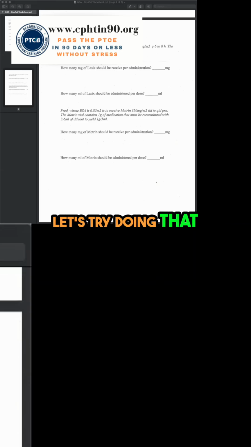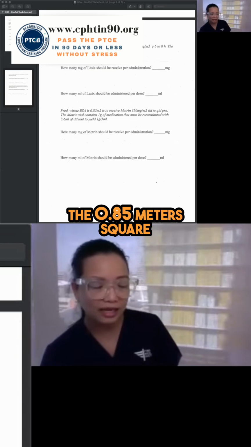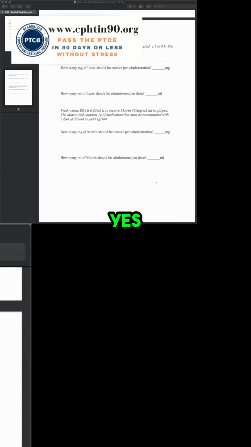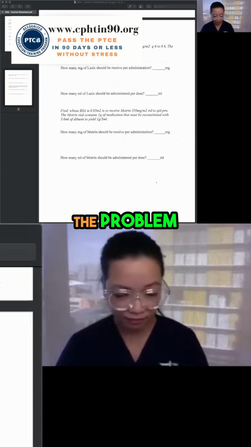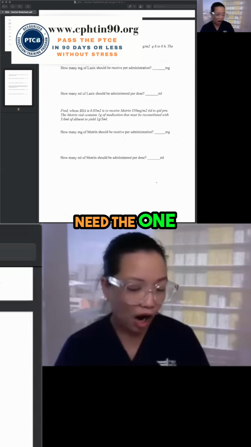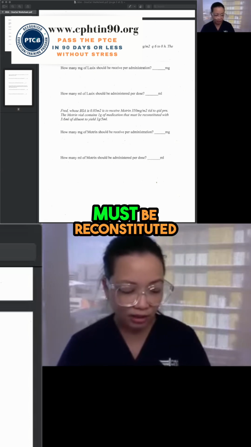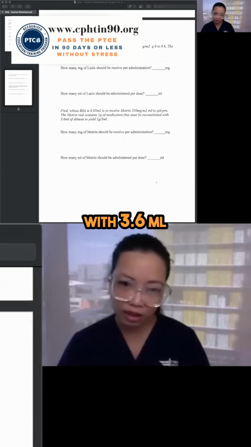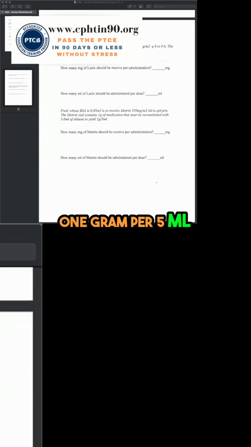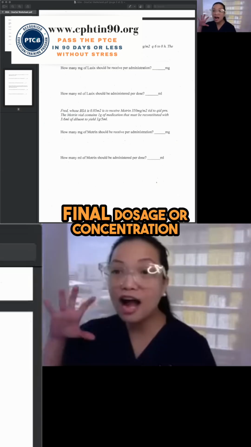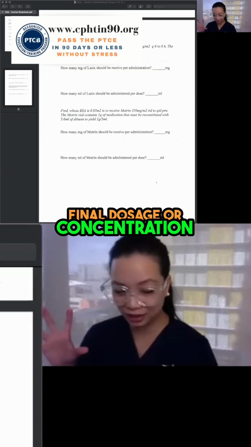Let's try doing that. Do I need the 0.85 meter square? Yes. Do I need the 350 milligram per meter square in the problem? Yes. Do I need the 1 gram of medication that must be reconstituted with 3.6 ml of diluent to yield 1 gram per 5 ml? You just need the 1 gram per 5 ml. There you go. That's the final dosage or concentration.